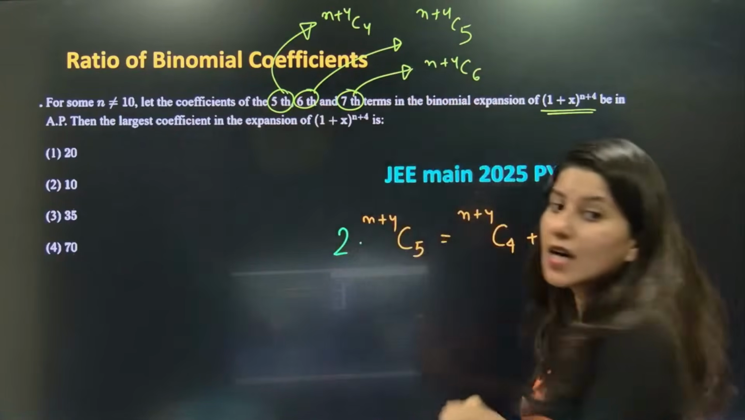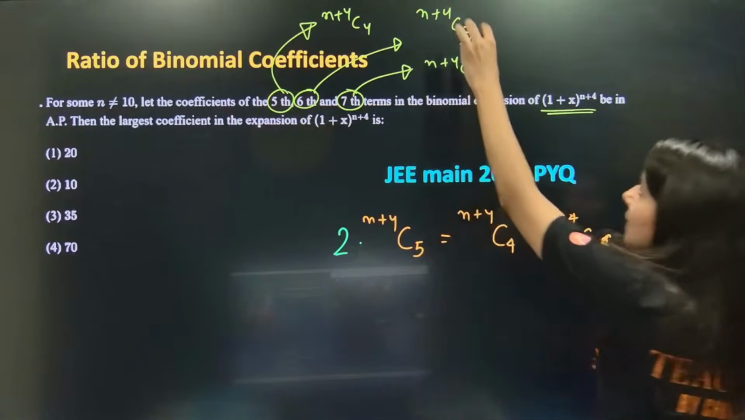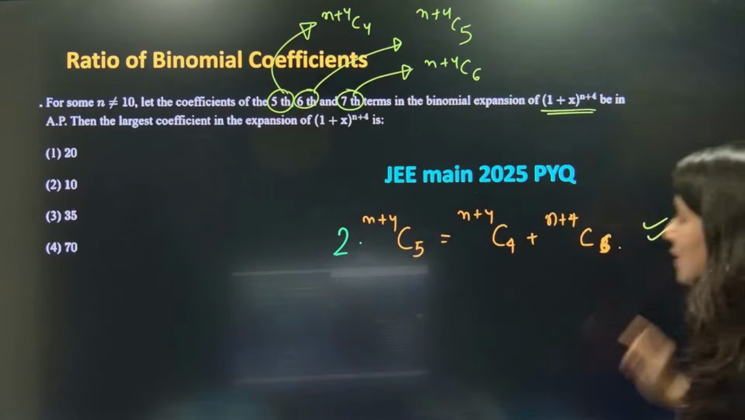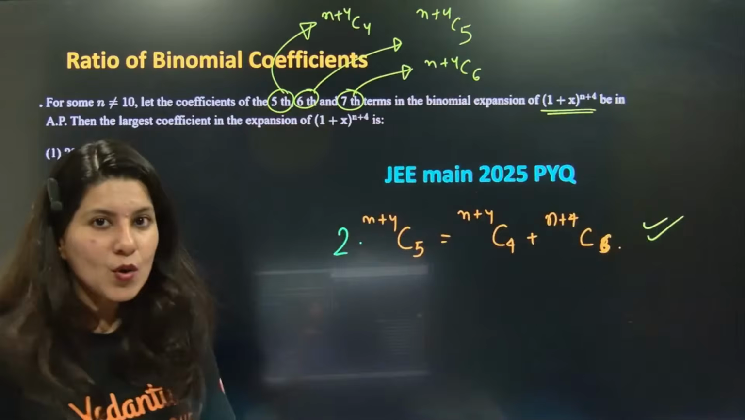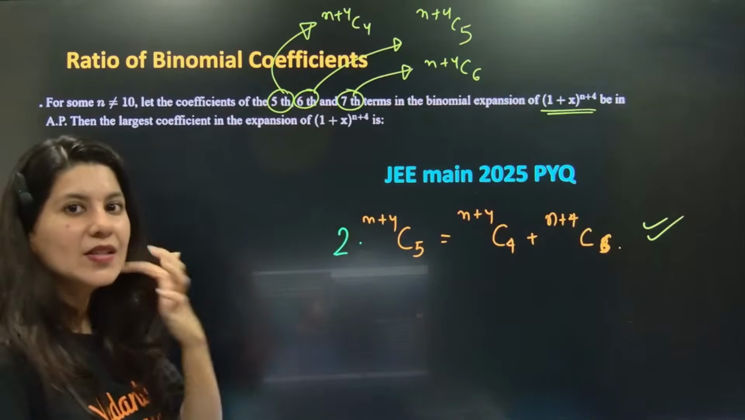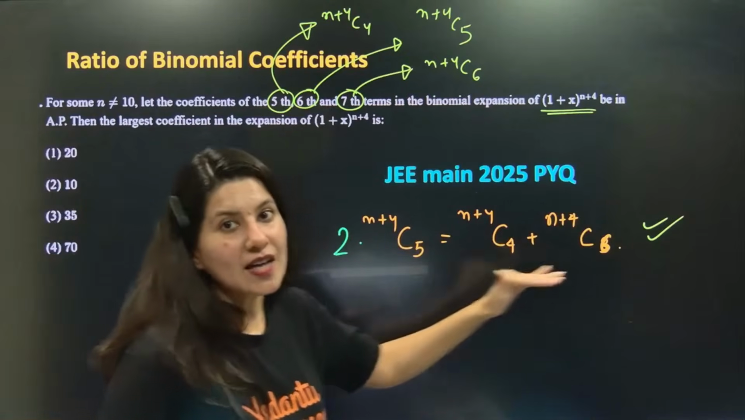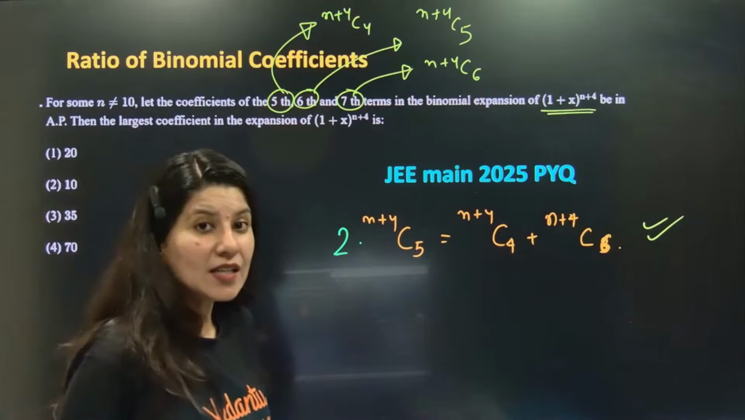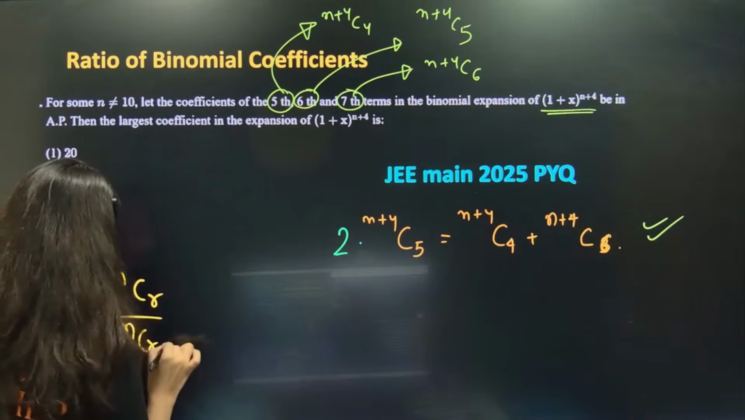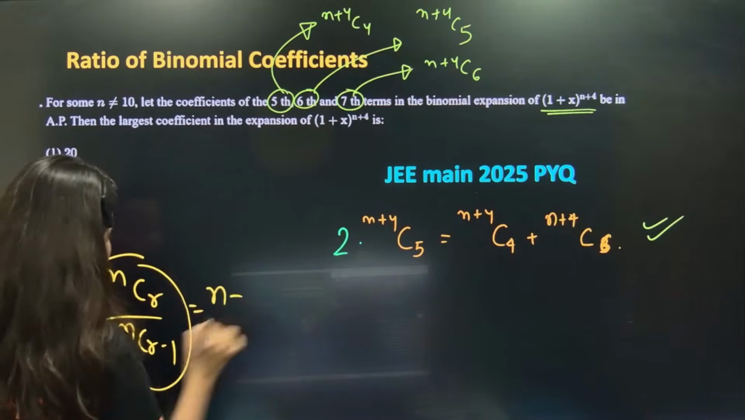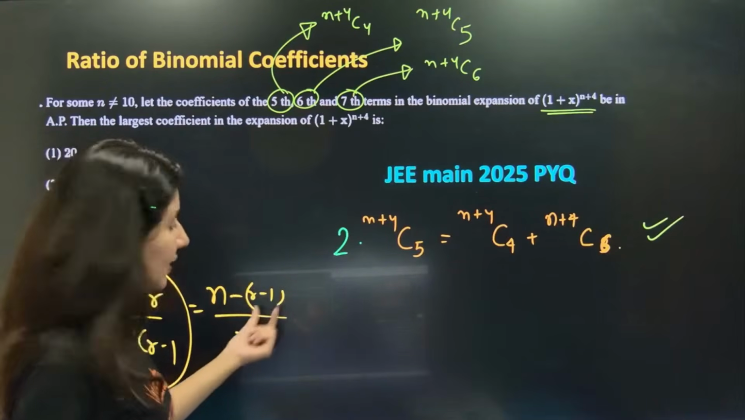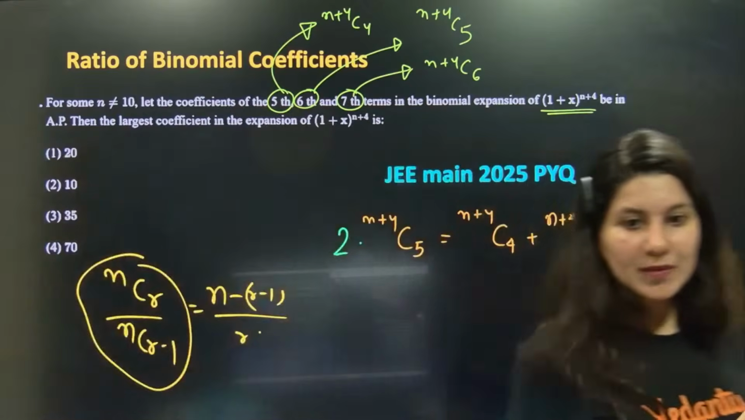These three terms are in arithmetic progression. That means double of the middle is equal to the sum of the two extremes. So this is your arithmetic progression. Now one approach would be to open everything and solve it. But Ninja Ma'am is here. Sometimes when these types of questions are asked, think about whether we can create a ratio so that I can apply this property of nCr upon nC(r-1), which is n minus smaller index upon bigger index. Are you getting my point?